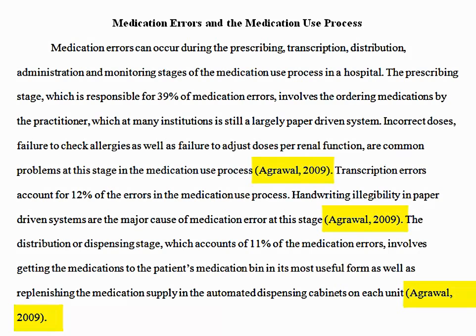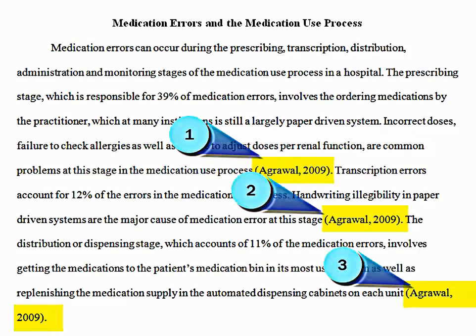That raises the question, how many times must I cite a single source in one paragraph? And the answer is, as many times as you use it. Chris used Agrawal 3 times in this paragraph, in 3 different sentences. Therefore, Chris cited Agrawal 3 different times.